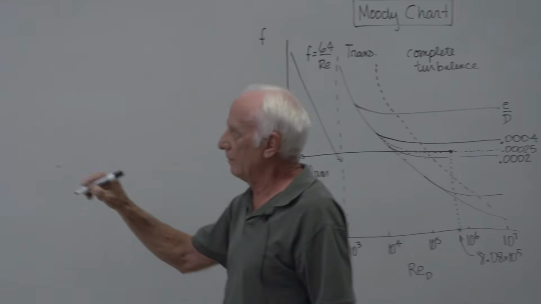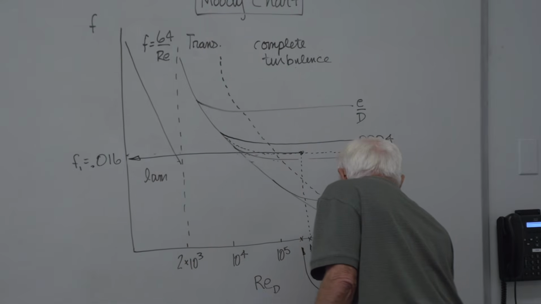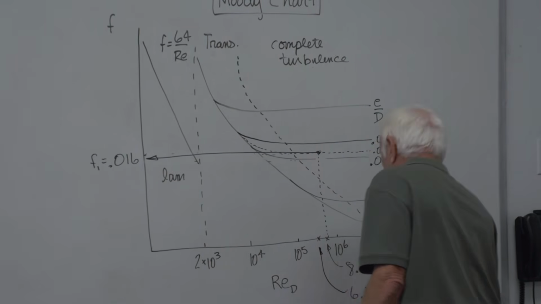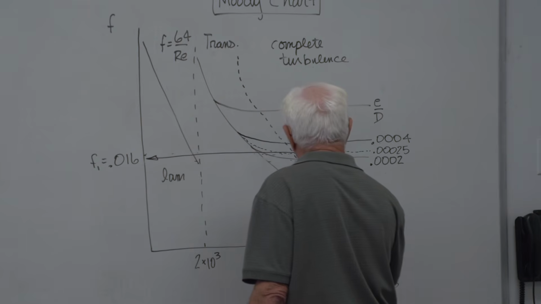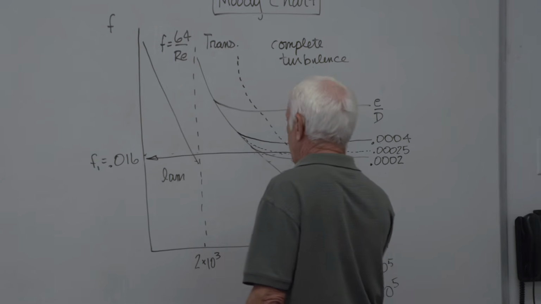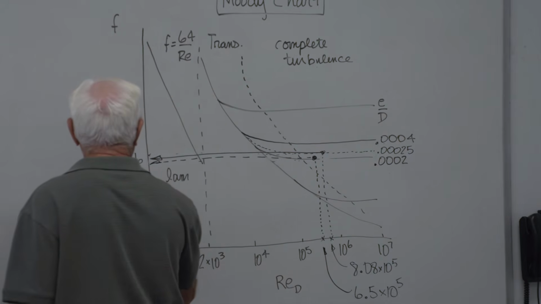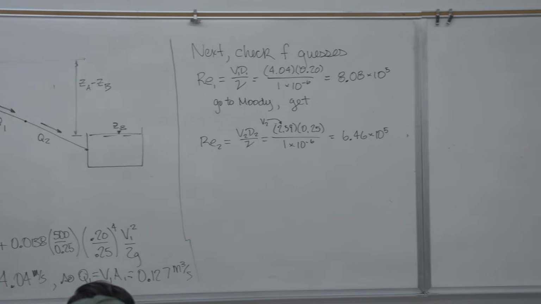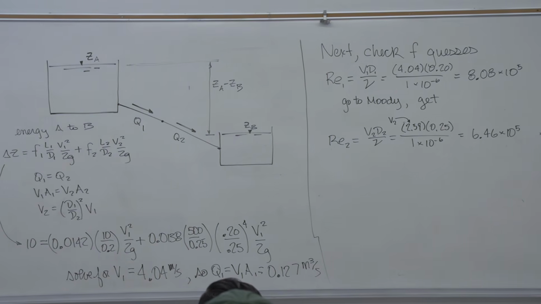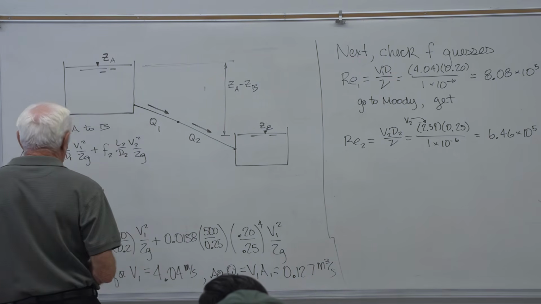Now I go to Reynolds number 2, 6.5 times 10 to the 5th. Here. I go vertically up until I hit the line labeled .0002. I read across horizontally, and I get F2 equal .016. When you do it on the chart, you'll see they're the same. On the board, it's hard to do that way. Okay.